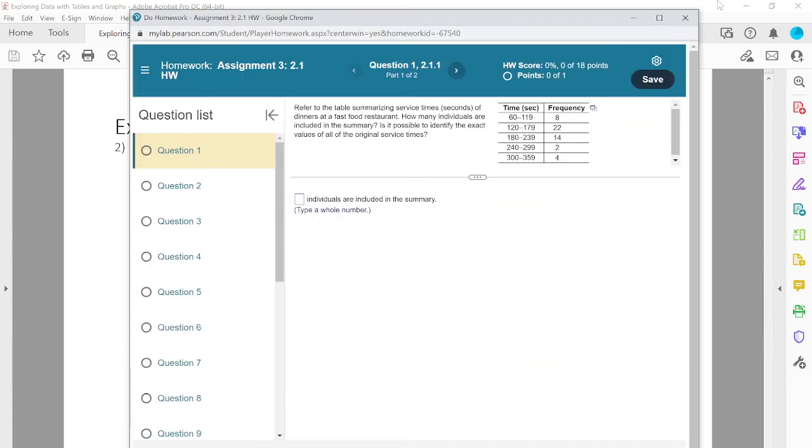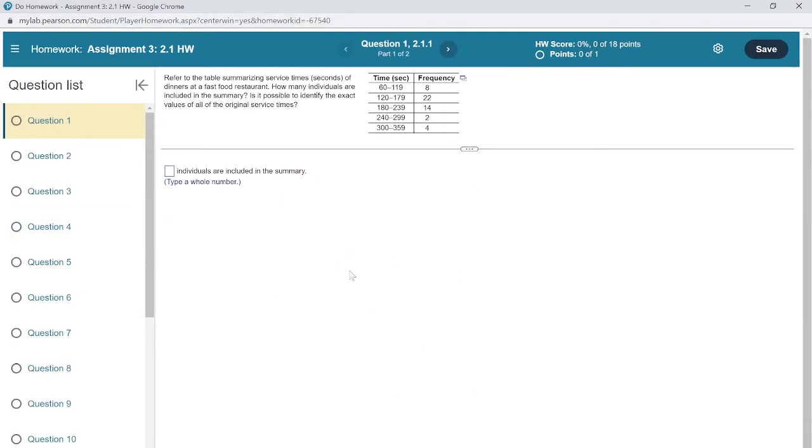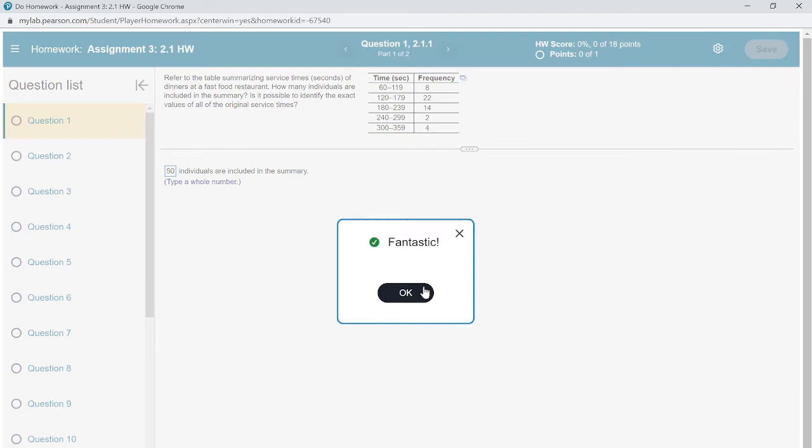I'm going to show you a couple of examples here. For this example, we can also use StatCrunch or Excel to deal with this value. So first question, refer to the table summarizing service time in seconds. This is the frequency distribution of diners at a fast food restaurant. How many individuals are included in the summary? So total means you just have to add all the frequency, which is 22 plus 8, 30 plus 14 is 44, and then it's a 50. So total frequency gives you the total number of data.